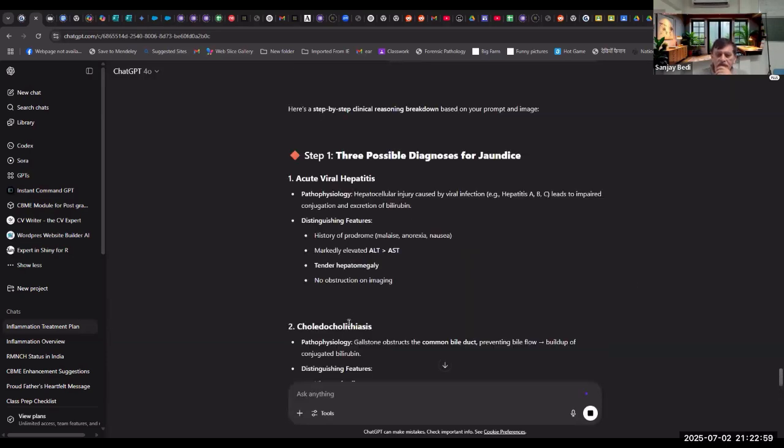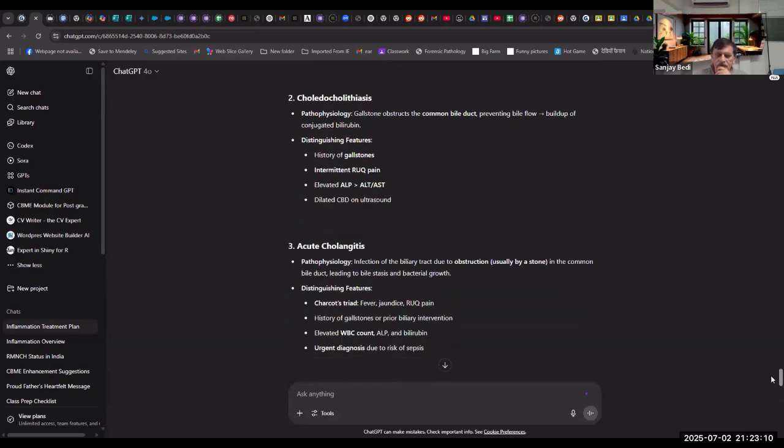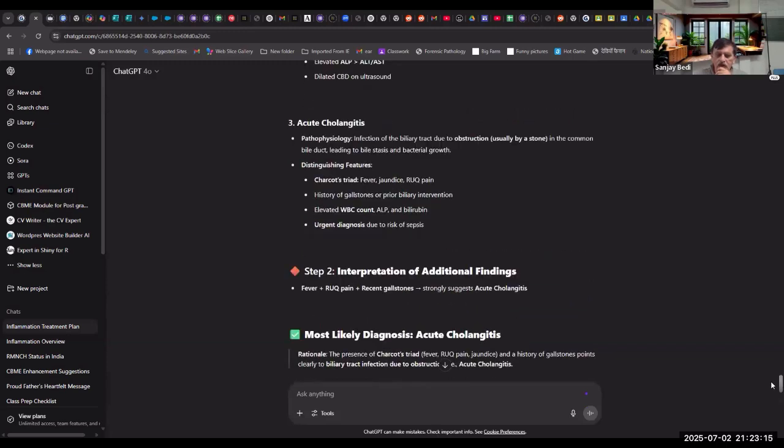Acute viral hepatitis, its possibilities, pathophysiology, and choledocholithiasis, acute cholangitis, then interpretation of additional findings. The patient has fever, right upper quadrant pain, and recent gallstones. It strongly suggests cholangitis.